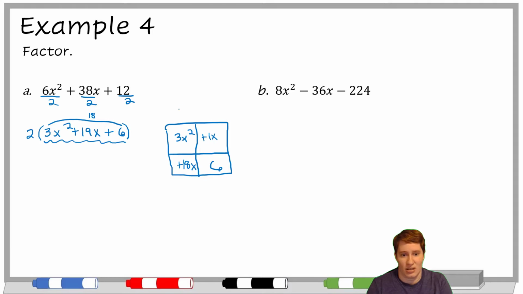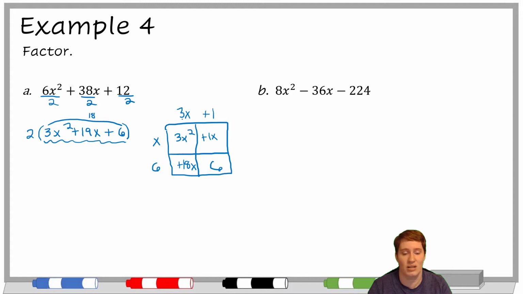So let's look at what's in common. This would be 3x. There's nothing in common here on the right, so we're going to put a plus 1, because it's not really that there's nothing in common. They just have 1 in common. Let's look at these top 2. They have an x in common. Bottom 2, they have a 6 in common.